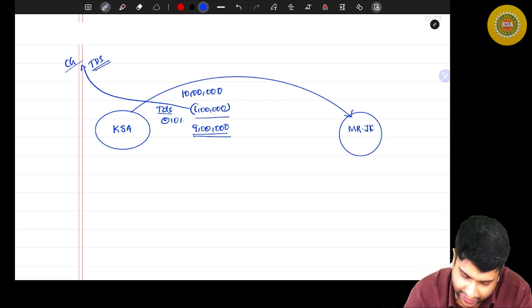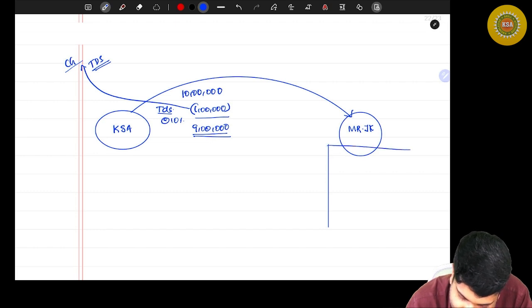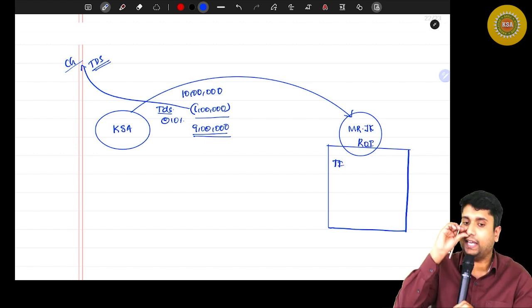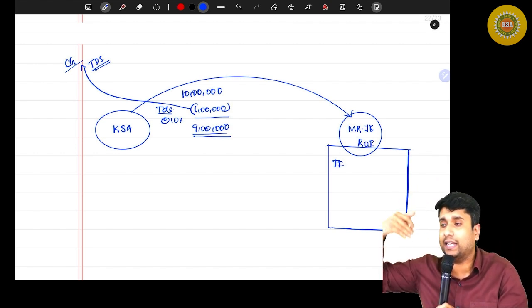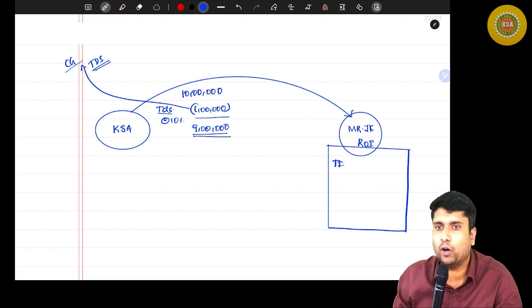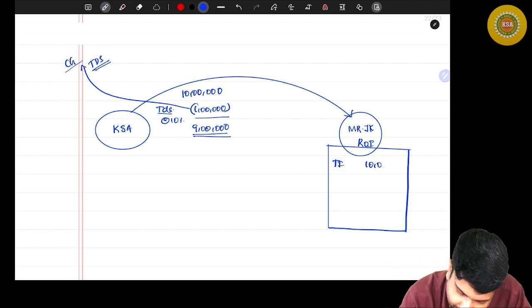Now, when JK files his return of income, how much will be his total income? Assume that JK does not have any other income. Then how much is the total income? It is 10 lakhs. Very good. It should be 10 lakh.